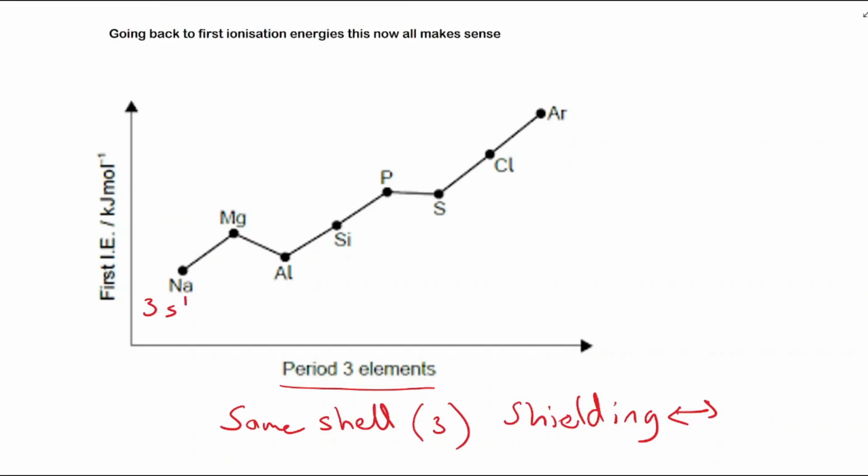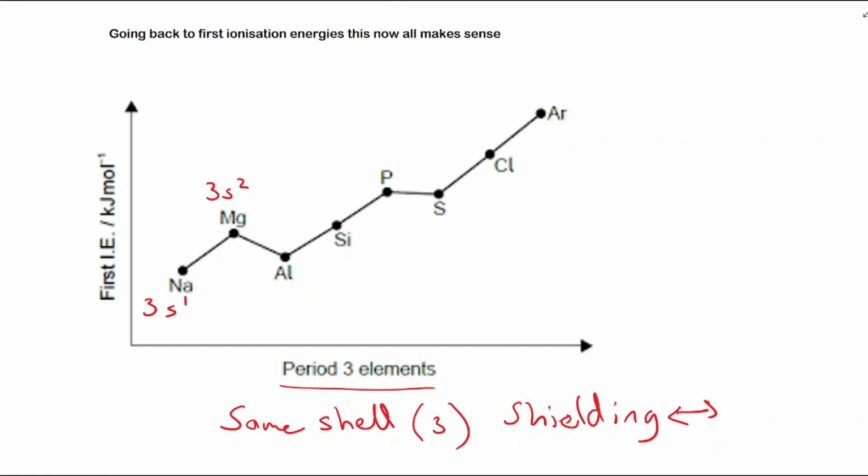When we go to magnesium, we end up with 3s2. Now that is an increase in nuclear charge. Sodium has 11 protons, magnesium has 12. We've got an increase in nuclear charge, and we've got the same shielding, like we talked about in the general trend.